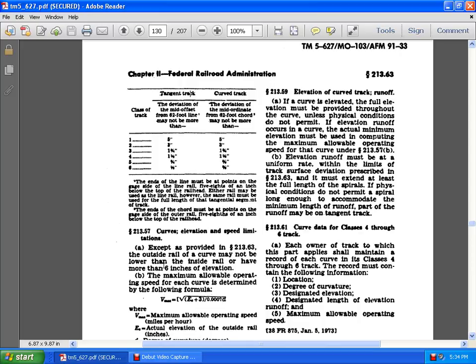Curve data for classes 4 through 6 track. Each owner of the track to which this part applies shall maintain a record of curves of class 4 through 6, and the record must contain the following information: location, degree of curvature, designated elevation, designated length of elevation runoff, and maximum allowable operating speed.